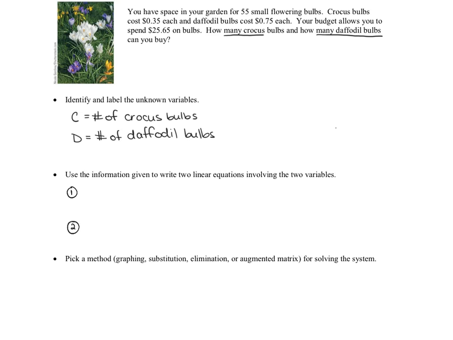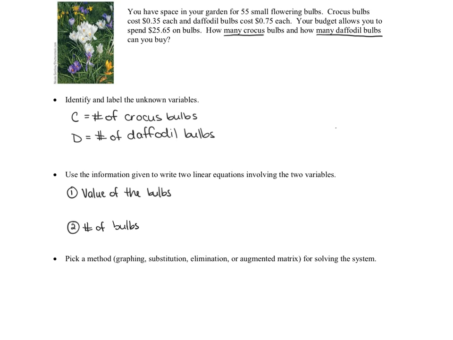Equation 1 is going to involve the value of the bulbs, and our second equation is going to involve the number of bulbs. Now, how did I know to come up with these two equations? Well, it's based on the problem. Notice the information given to us is about the number of bulbs that we can have in our garden, and about the cost or the value of the bulbs. So that's where we're going to write our two equations from.